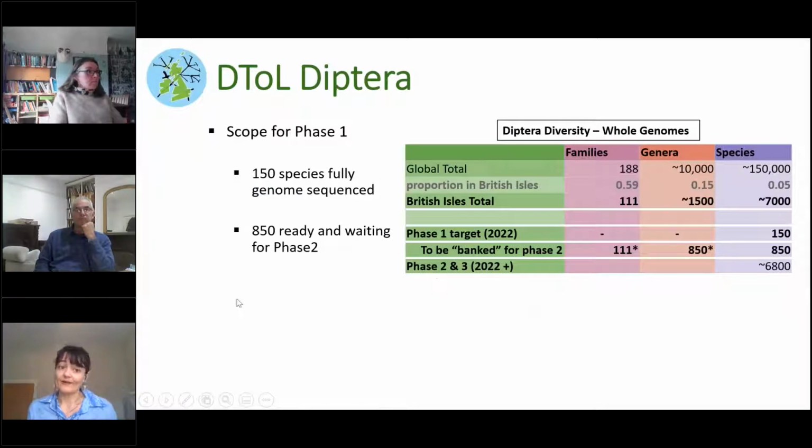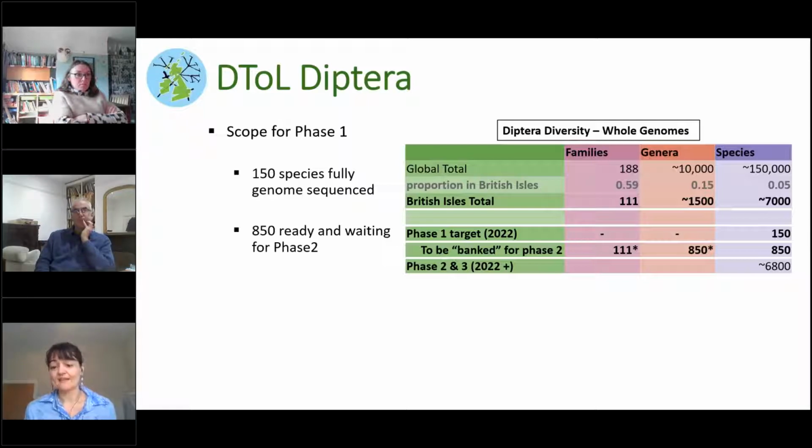And if we have a look at the Diptera specifically, the scope for phase one is 150 species fully genome sequenced by 2022, but then we also need 850 waiting in the wings for phase two. So if we have a look at the global total of Diptera, there are about 188 families and 150,000 described species. We all know there's a lot more than that. And then in the British Isles, we have 111 families, which is a whopping 60% of the global total, which is amazing. And yeah, so that's the first phase.